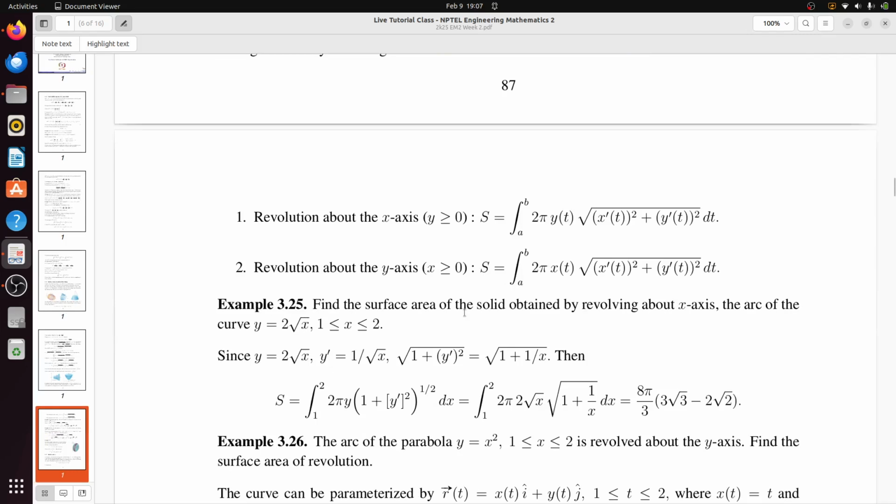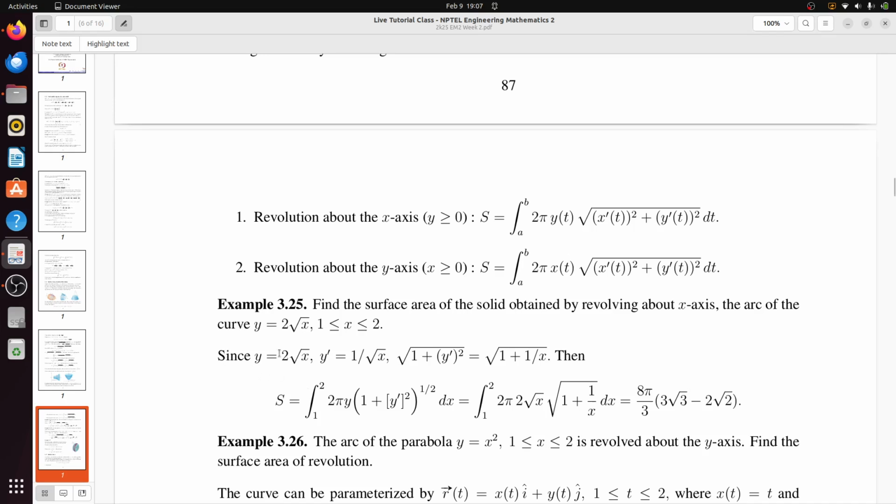Next we will move. You need to find the surface area of the solid that is obtained by revolving about the x-axis the arc of the curve y equal to 2 square root of x, where 1 less than or equal to x less than or equal to 2.